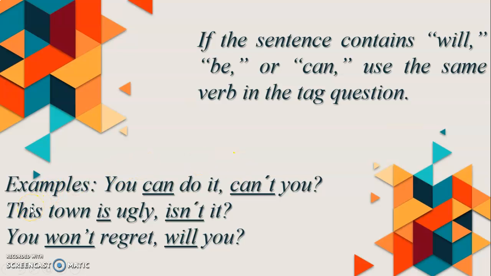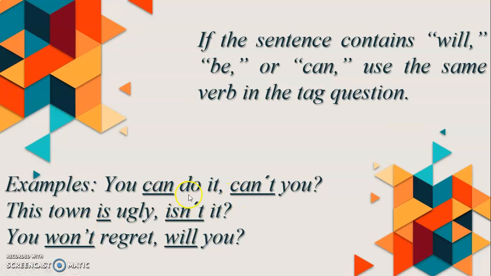Okay, second example. This town is ugly, isn't it? Okay, this town is ugly is an affirmative sentence and the tag question must be negative. So in the sentence we use is, okay, and see that in the tag question we use isn't, because we must use the negative form, because in the sentence we can find it in a positive form.